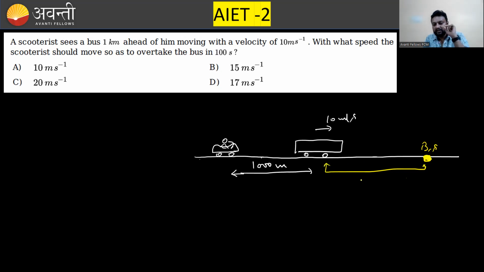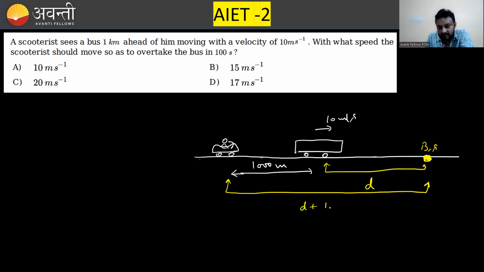Let's suppose the distance moved by the bus is D, and in 100 seconds, the distance moved by the scooterist is, can you say, D plus 1000, if I am not wrong? Because this separation is 1000 meter. So the scooterist will move 1000 meter extra, D plus 1000, in the same time T, that is 100 seconds. Clear?